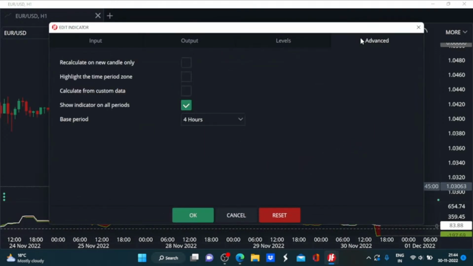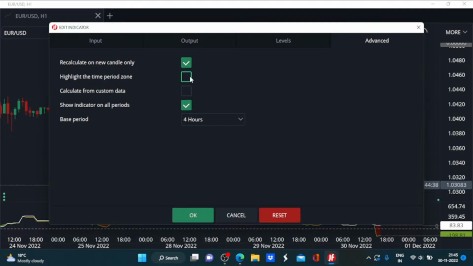Advanced, recalculate on new candle only. If you want this indicator to give you stable values throughout the current candle period, even though the current candle's closing value or applied price might keep fluctuating throughout the current candle, in that kind of scenario, to bring in stability, you can opt in for these options.